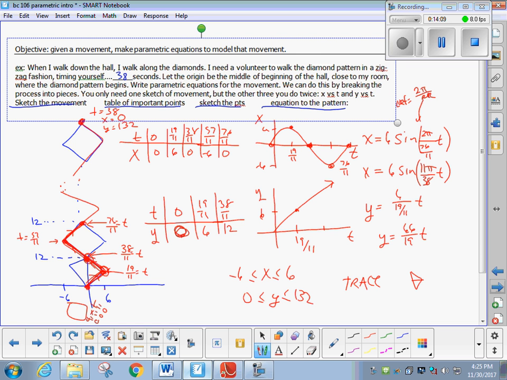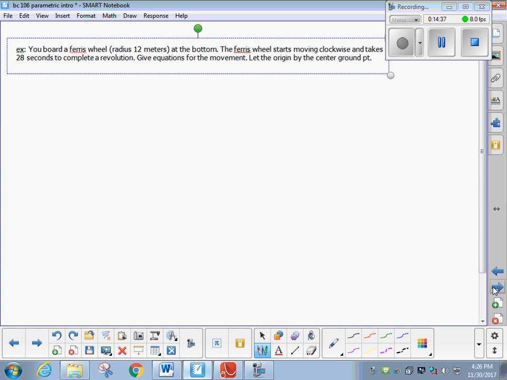The idea is that you model movement by picturing the movement, identifying your variables, and finding important points in the picture. You make a table of important points, graph the important points, and write an equation to those important points that models where you're at different times, horizontally and vertically. When you put those together, horizontal and vertical position, you get a total position in 2 dimensions over time, which is parametric equations. Try this Ferris wheel problem here. Pause it for a second and try it yourself, and then I'll go over the solution.